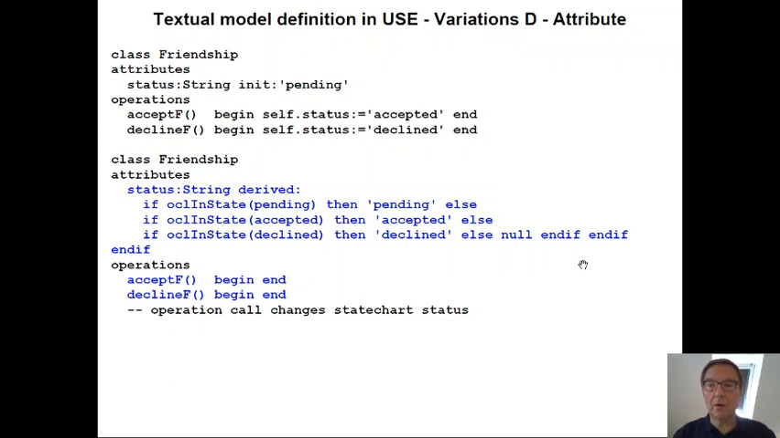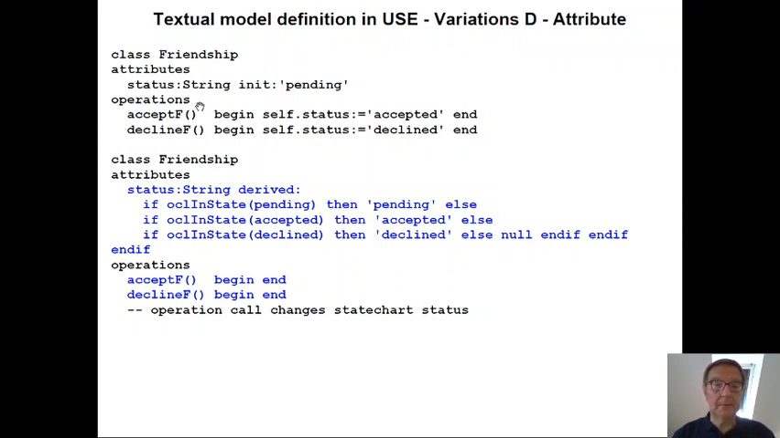Okay, let's go for the next variation. And this variation concerns an attribute. Originally, we had in the class friendship an attribute status, a string valued attribute, and the attribute was initialized with the init clause to hold the value pending, because friendships can be pending, accepted, or declined. And this is what we wanted to record in this string valued attribute.